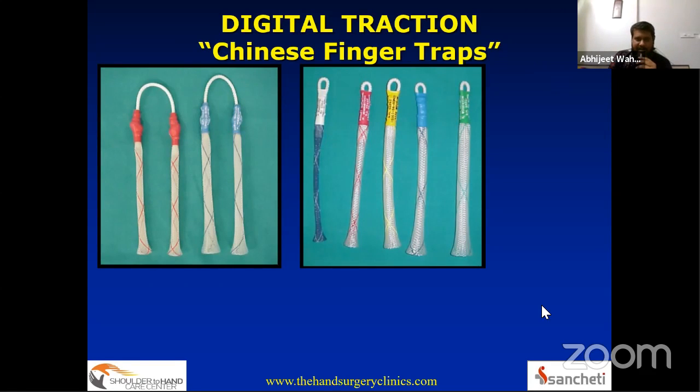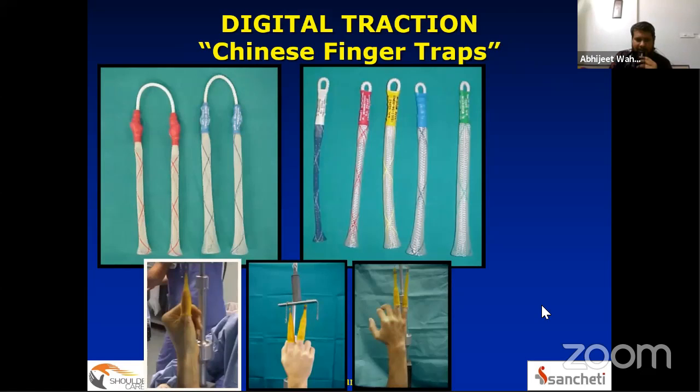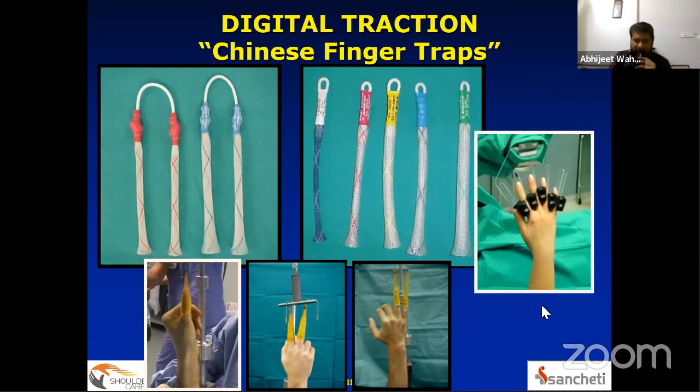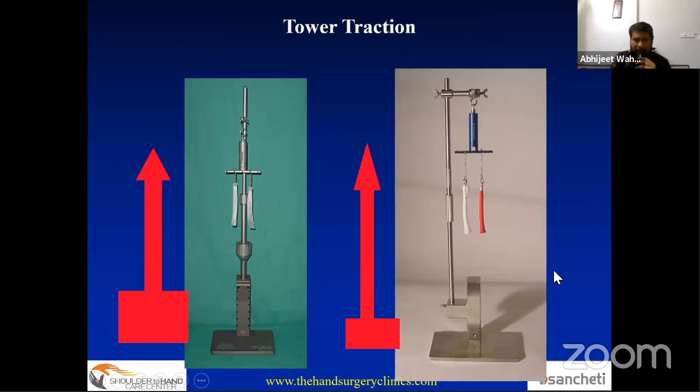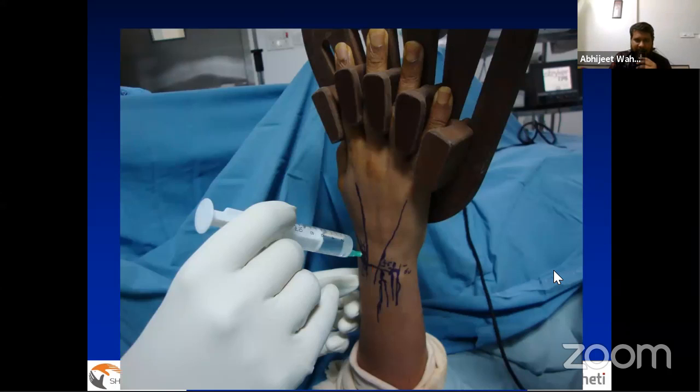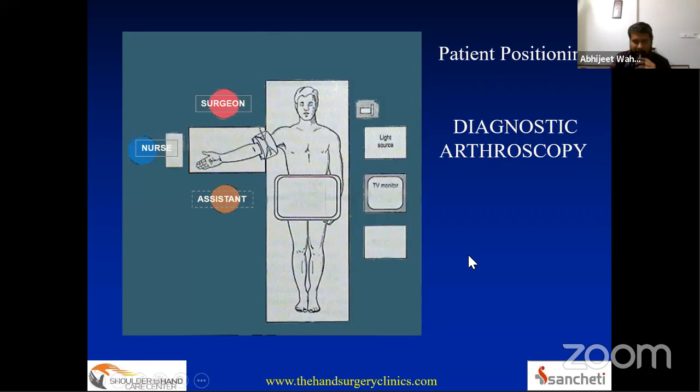There are several different finger traps that are available for fixing or distracting the hand or the wrist joint. We use a hand holder, which is on the right side of your screen, for accomplishing distraction. Fancy traction towers are also available that allow the hand to be brought out to a horizontal position, especially when you're dealing with distal radius fractures with an arthroscopic assisted reduction and fixation. And when the distraction is applied, you insufflate the joint. We'll just come to that video in a short bit.